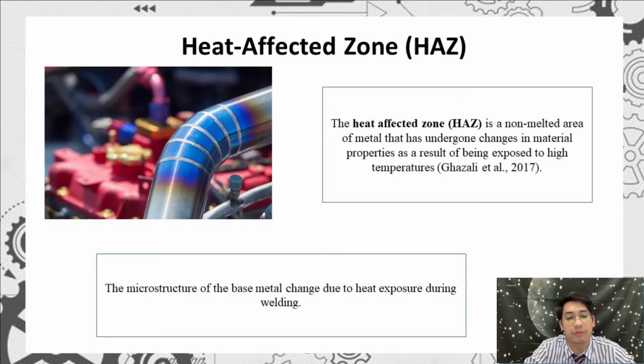Heat affected zone, HAZ. The heat affected zone is a non-melted area of metal that has undergone changes in material properties as a result of being exposed to high temperature during welding. Because as the metal is exposed to heat, it is like going into heat treatment of metal. In terms of material science, the microstructure of the base metal changes due to the heat exposure during welding. In the picture there, you can see the blue color at the welded metal is actually the heat affected zone.